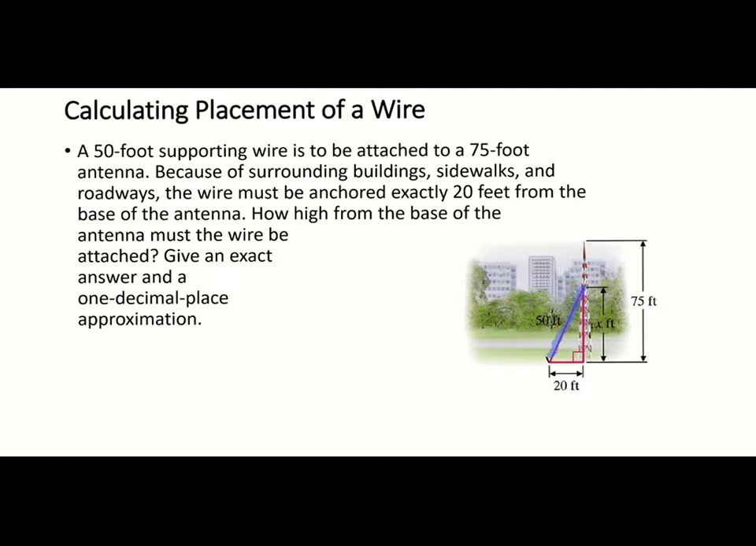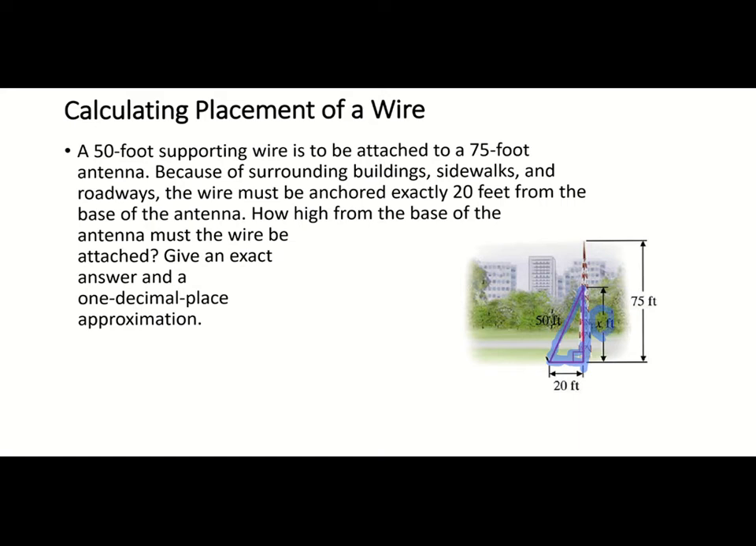that is anchored to the ground. And the wire must be anchored exactly 20 feet from the ground to the tower. So there's 20 feet here. So they want to figure out, well, how high does the wire have to go? If it's 50 feet long and it has to be 20 feet from the ground, so we've got to find x. Notice we have a right triangle here.